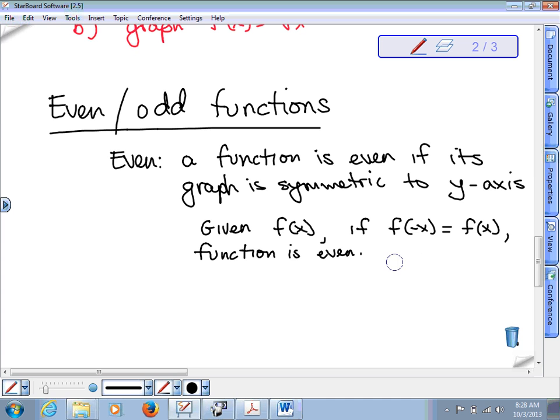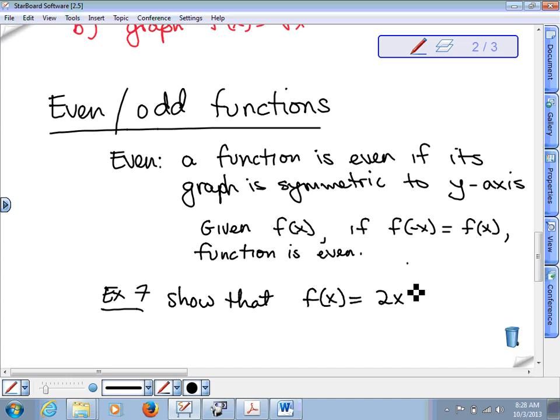For example, show that f of x equals 2x to the fourth minus x squared is even. We need to show that it's an even function. Well, the first thing I had you write down is we can tell if it's even if its graph is symmetric to the y-axis, but we don't know what that graph looks like, nor do we even know how to graph that type of function yet. Okay, so we can't check the graph. If we had a graphing calculator, maybe we could type it in and look at the graph on your calculator. We don't have that. So we can't use this criteria.